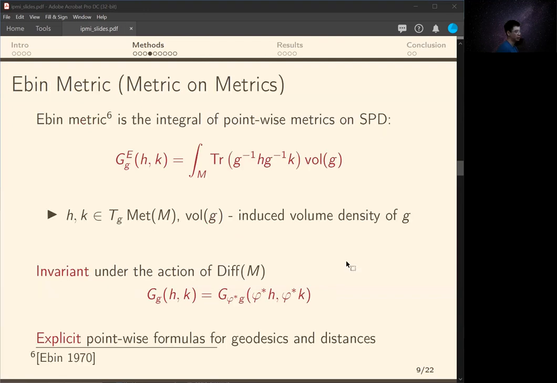A bi-invariant metric is actually a metric of metrics. It is an integral of a pointwise metric on positive definite metric matrices. The good thing about it is that it is invariant under the action of the diffeomorphism, and it also has explicit pointwise formulas for geodesics and distance.